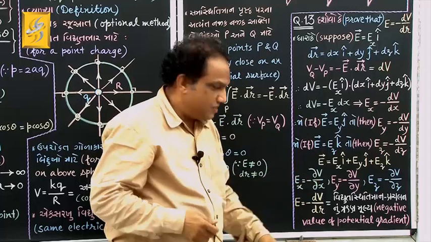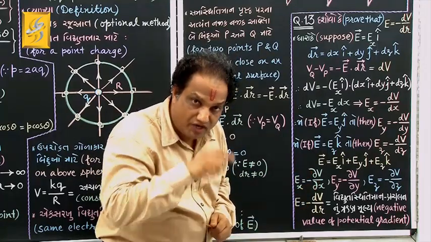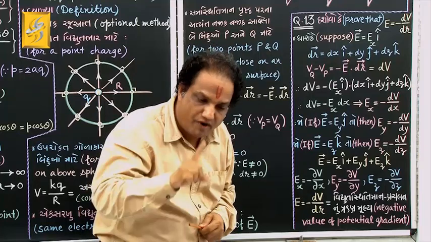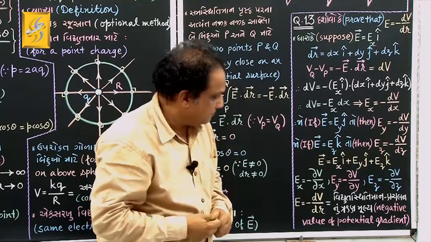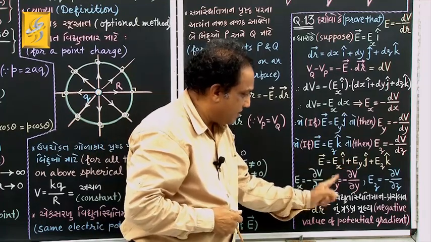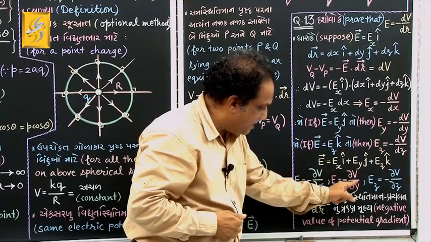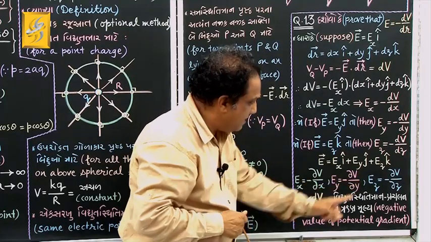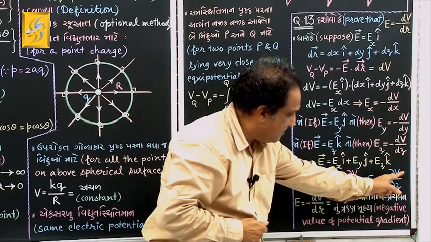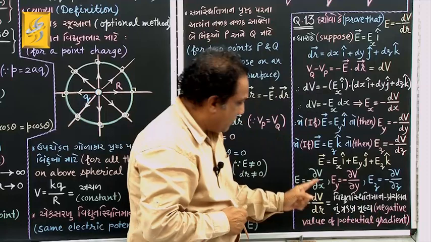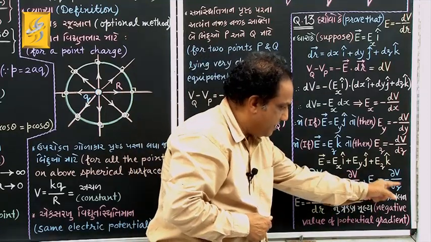Then you may be surprised, what is this del by del x? It is called partial derivative. Why not complete derivative? Why partial derivative? I am showing you. Wait. How will you find the y component of electric field? Similarly, like this: minus del V by del y. And similarly, the z component of electric field you can find this way: minus del V by del z. What are del by del x, del by del y, del by del z?